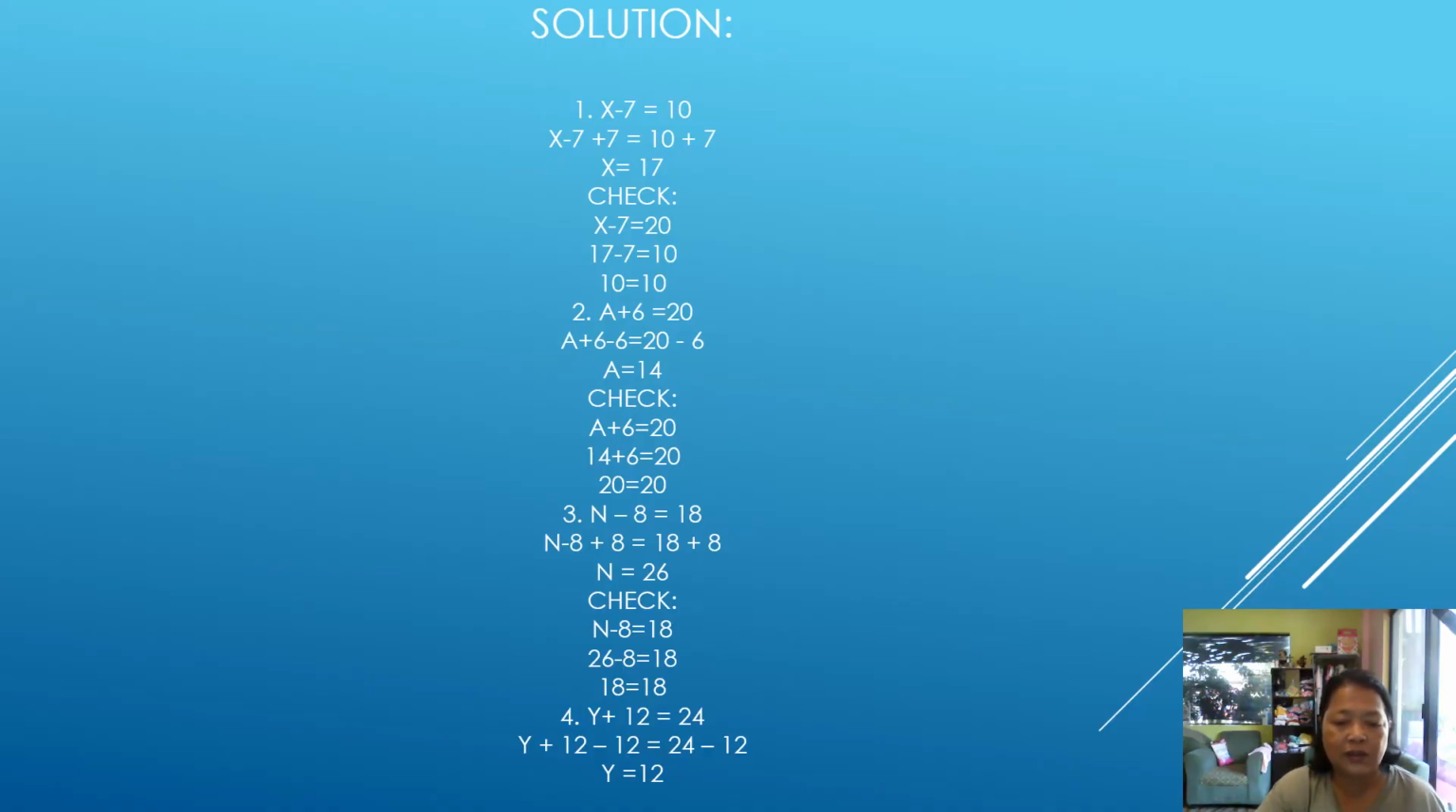To check, we are going to write the original equation. n minus 8 is equal to 18. So our n is 26, and 26 minus 8 is equal to 18, is equal to 18, and so on.